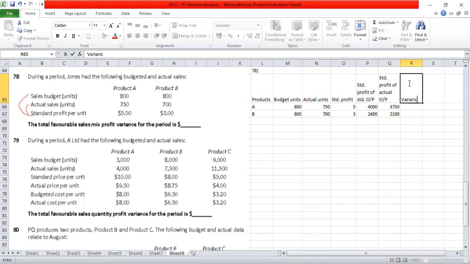It cannot, because in the case of product A, we see the standard profit is more than the actual profit. Both of them, it is like that only. The actual, but it is saying that it is a favorable sales mix, no? Favorable sales mix. Here, the standard profits are more than the actual profit. Where did I miss?